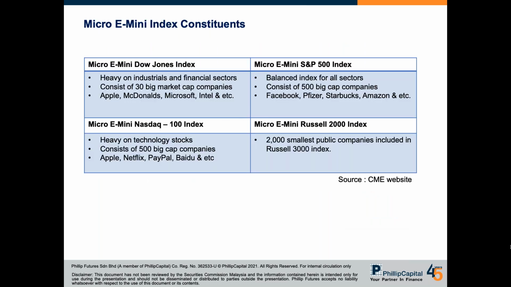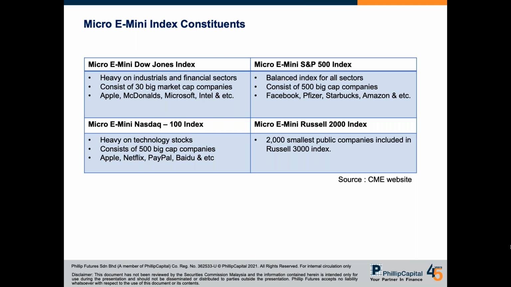So these are the micro E-mini index constituent breakdowns. For the first one, we have the micro E-mini Dow Jones index. The micro Dow Jones index tracks 30 of the largest blue chip companies in the leading sectors of the US. To be considered under the Dow Jones 30 stocks, they have to meet the following criteria. It has to be incorporated and headquartered in the US, attract a large number of investors, and also have an excellent reputation. For the Dow Jones, we have a few examples like Apple, McDonald's, Microsoft, Intel, and etc. These are a few, and we have another 26.